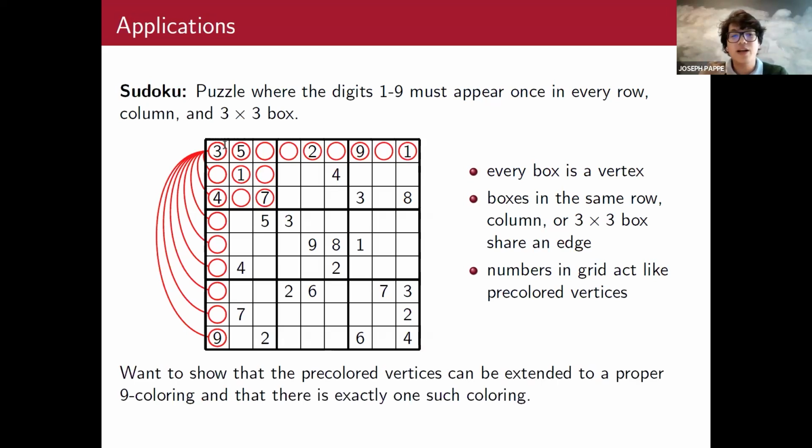So the question is, we want to show that the pre-colored vertices in our grid can be extended to a proper 9 coloring, right? And that there's exactly one such coloring. If this is supposed to be logically solved, there should be exactly one solution. So we'll see a method to solve both of these problems, scheduling and Sudoku. Now, this might not be the most efficient algorithm, but it is an algorithm that one could code. And so to do this, we'll pass to algebra.